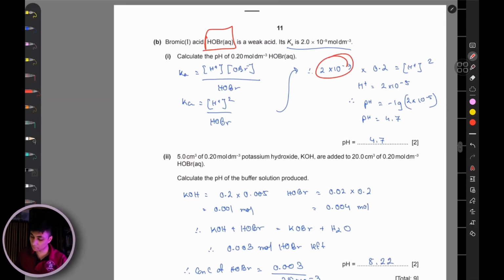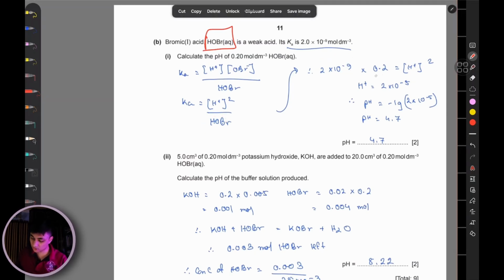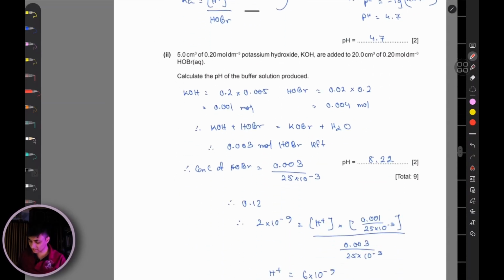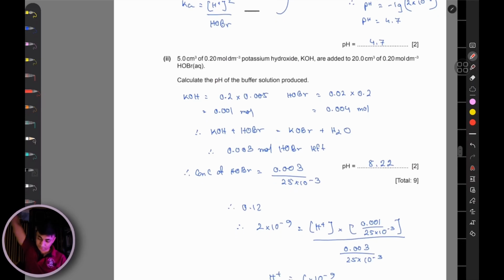So I have 2 into 10 to the power minus 9 times concentration of HOBr, that is 0.2. I'm also going to make H plus the subject by taking a square root on this side. So my H plus concentration is 2 into 10 to the power minus 5. And your pH is going to be minus log of that, and that is 4.7. So fairly acidic. Now next up, 5 cm cube of 0.2 mole per dm cube potassium hydroxide are added to 20 cm cube of 0.2 mole per dm cube of HOBr acid. Calculate the pH of the buffer solution produced.